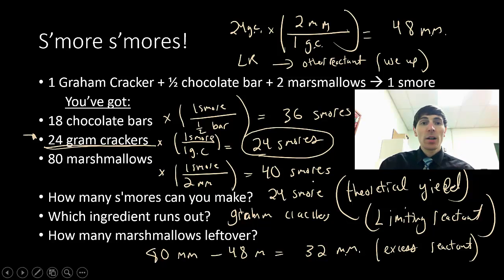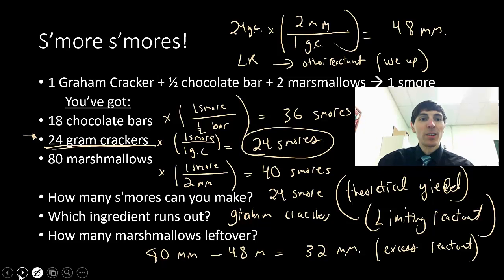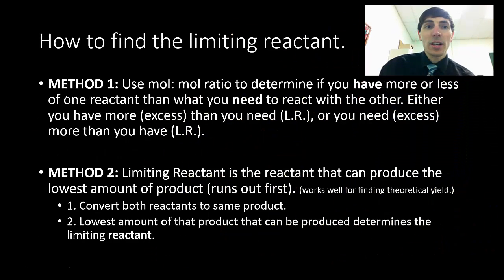Excess reactant. Okay, so let's take this idea to chemistry. I spelled graham cracker wrong. Okay, so how do I find the limiting reactant? I'm going to show you 2 different ways to do this. Method 1, we use the mole-to-mole ratio, and you look at what's called a have-to-need relationship, and I'll show you an example in a second.